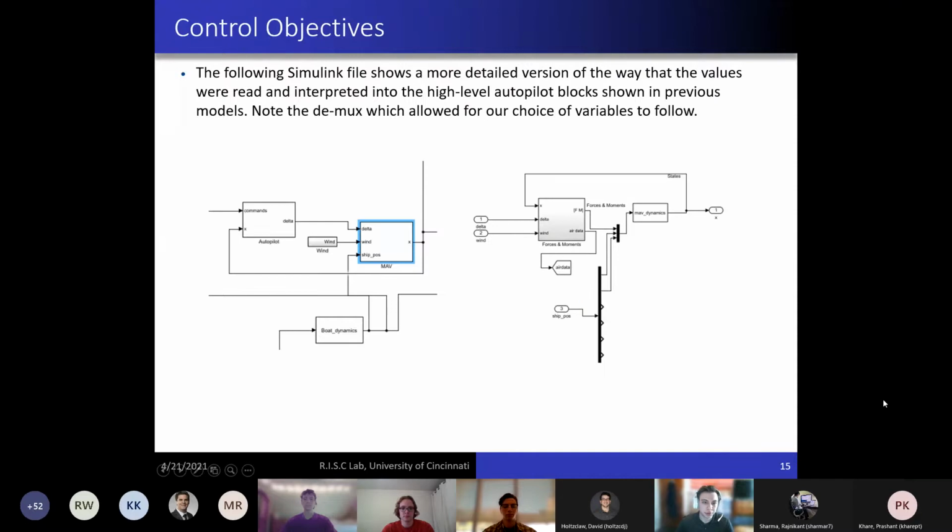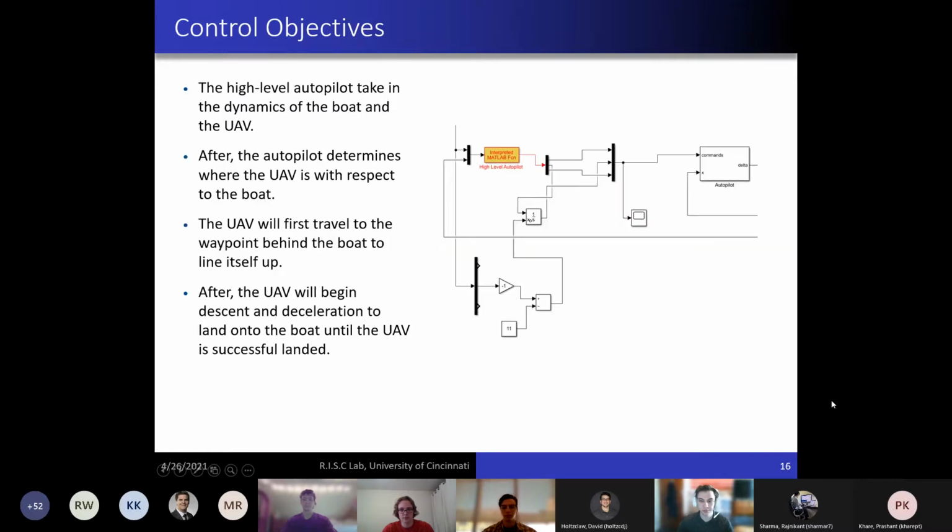The following Simulink file shows a more detailed version of the way that we read in these values. We take our values from our boat dynamics file, put them into a Simulink block, and then into a demuxer. It comes out into the dynamics of the plane, and then all of these states come out together back into the autopilot for the next stage after the initial values.